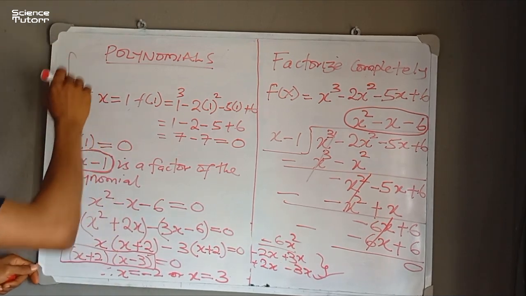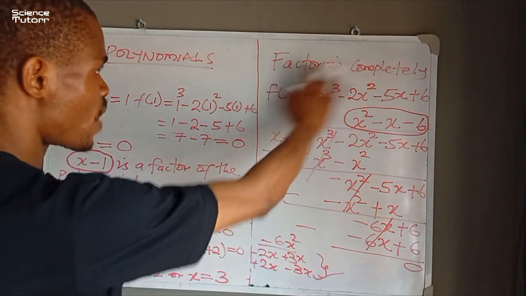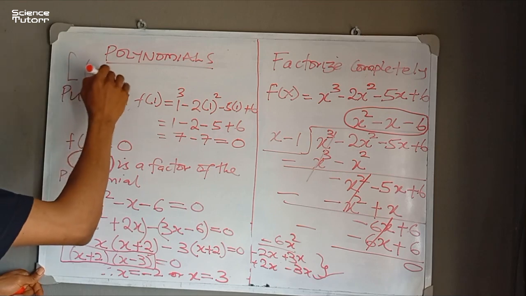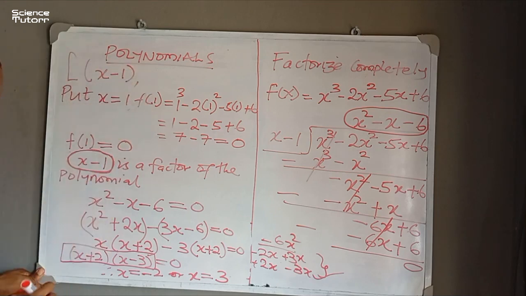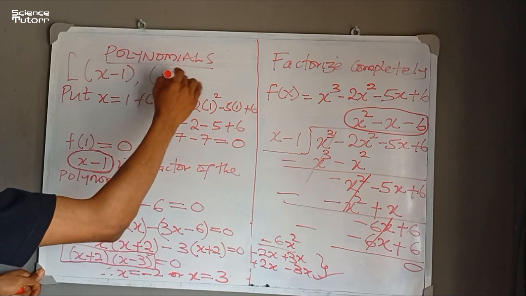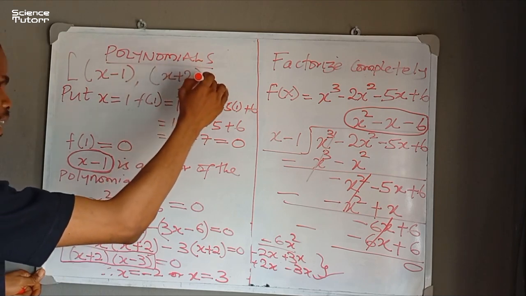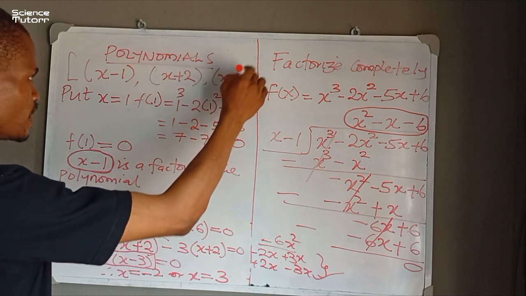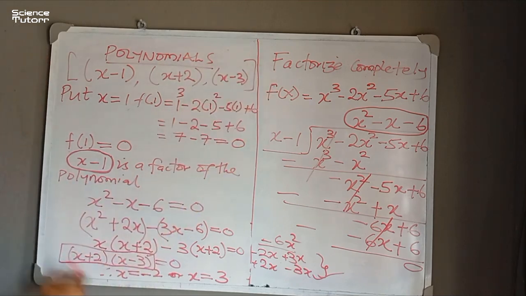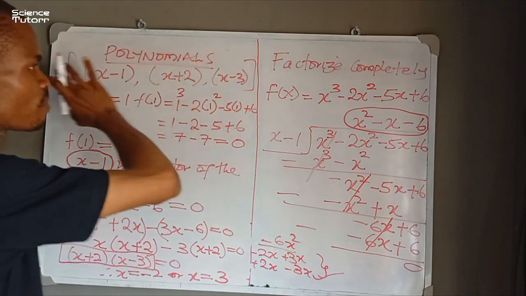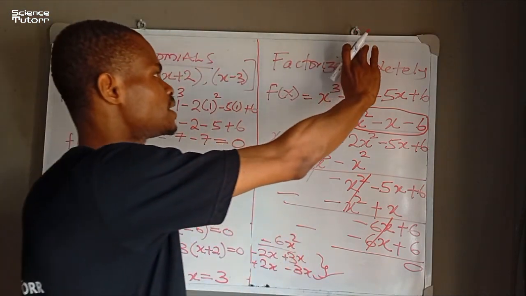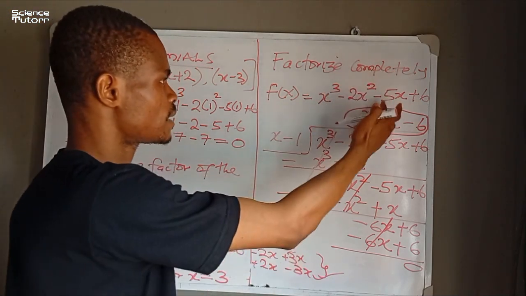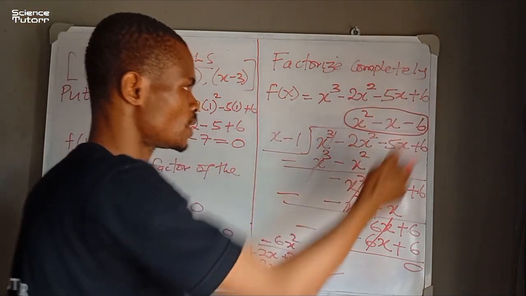Bottom line, the solution to the problem, factorizing completely, yields the three factors. The first is x minus 1, the second is x plus 2, and the third is x minus 3, just as shown below here. Now, these three factors satisfy this polynomial, x cubed minus 2x squared minus 5x plus 6.